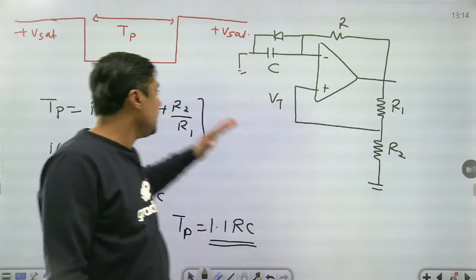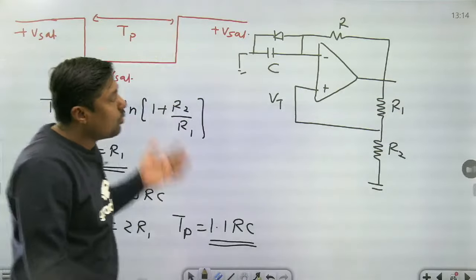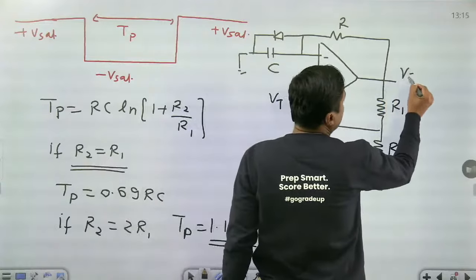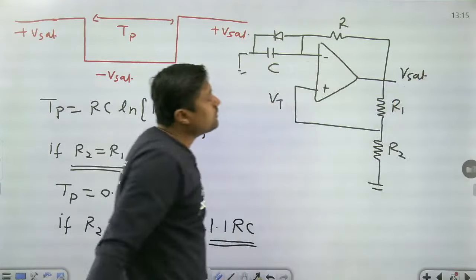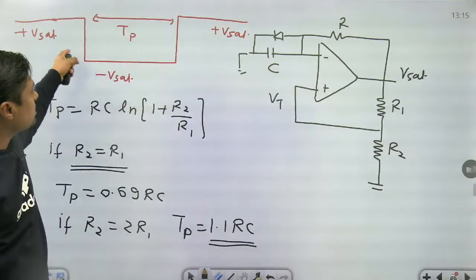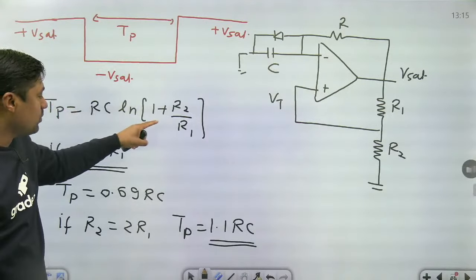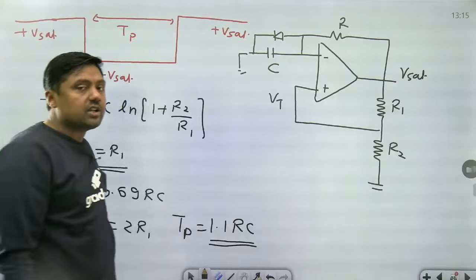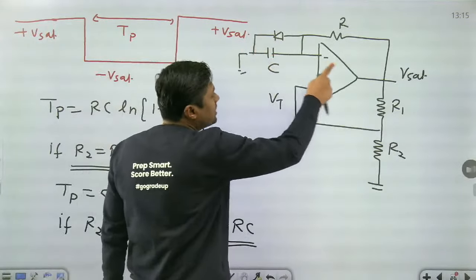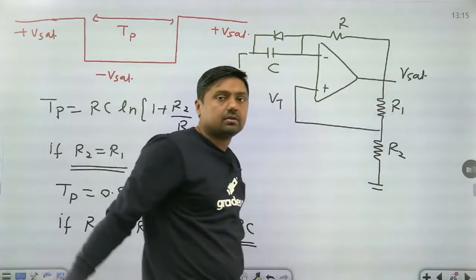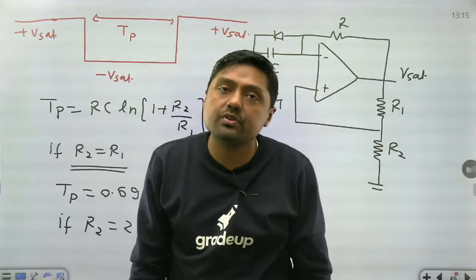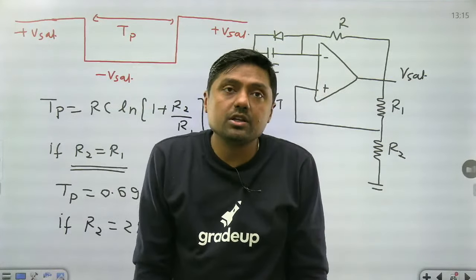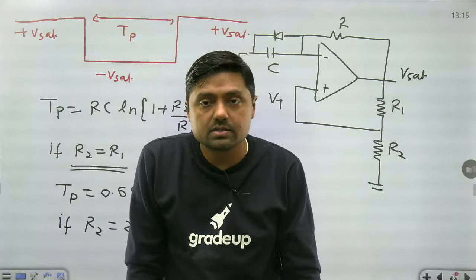Direct question: what is the name of the diagram? This is the diagram. What is the output during the stable state? Plus Vsat. What is the output during the quasi-stable state? Minus Vsat. What is the formula for TP? That is the formula. If values are given, you can find the value. If we change the polarity of the diode, the stable state will become minus Vsat, quasi-stable will become plus Vsat. During the stable state, the diode is forward biased.